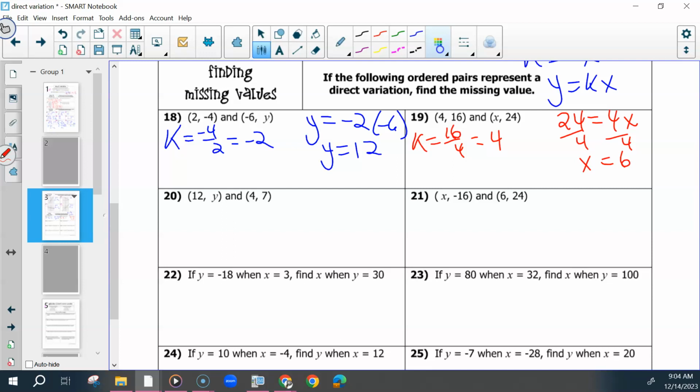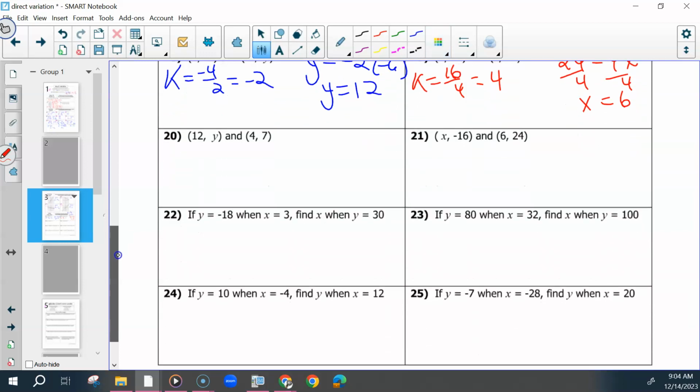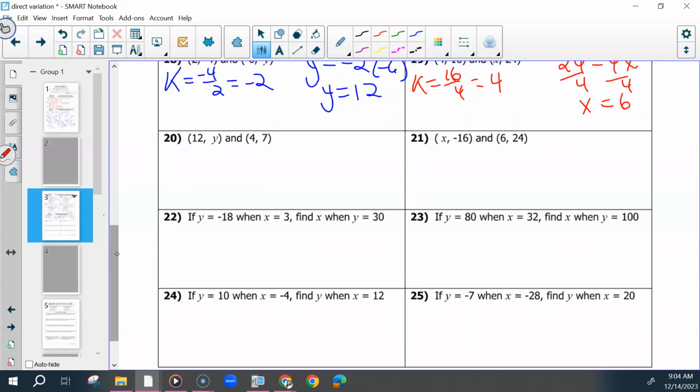Questions on this so far? 22 through 25 are very much like these, except now that this has more words. So let's try 22. If y equals negative 18 when x equals 3, find x when y equals 30. This is just like the one we just did. We're trying to find x, but we have to find k first. So how would we do that? Negative 18 over 3. Okay. And then how would we find x?